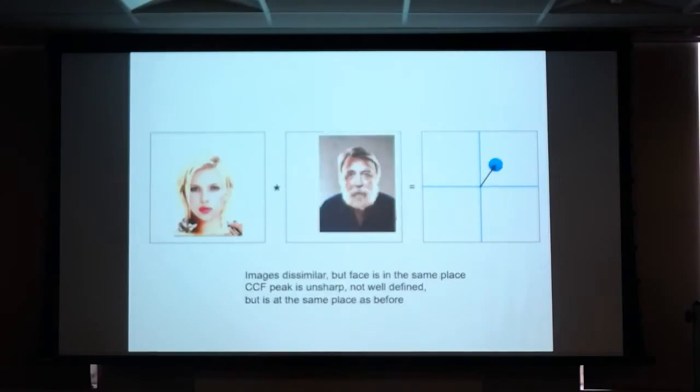Now we take another case. Here, there's something constant because the position of the face is constant. The rough shape of the face is constant. So we do get, again, a cross-correlation peak that indicates how much the images are shifted with respect to one another, but the peak is very blurred. It's blurred because these images are very dissimilar. It's as similar as I can find on the internet.